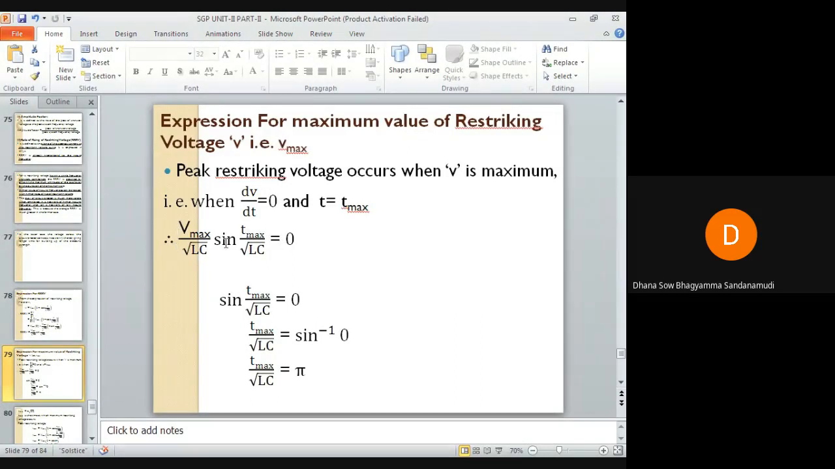V max by root LC sin T max by root LC is equal to 0. So this whole term will go to the right side, it becomes 0. You will get sin T max by root LC. Send sin to the other side. So T max by root LC is sin inverse of 0. Sin inverse of 0 is pi. So T max by root LC is equal to pi. So T max is equal to pi into root LC. So T max value is equal to what? Pi into root LC.